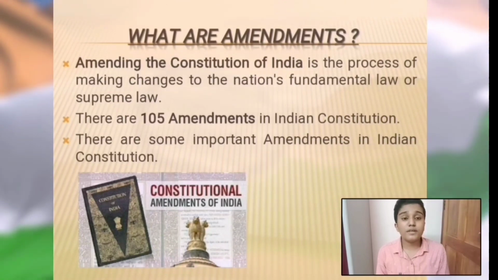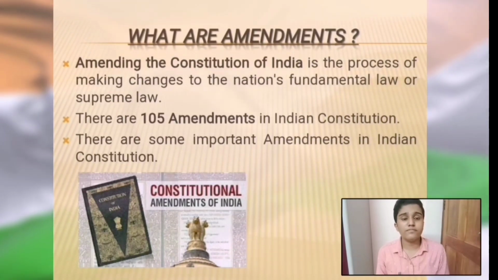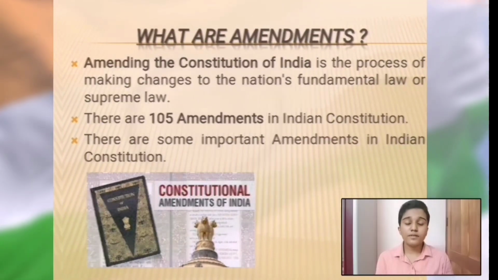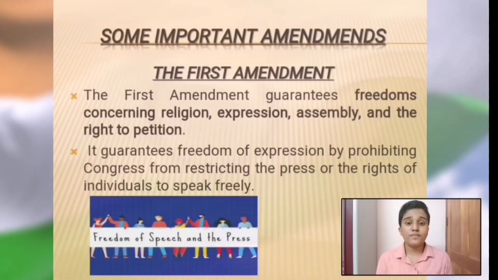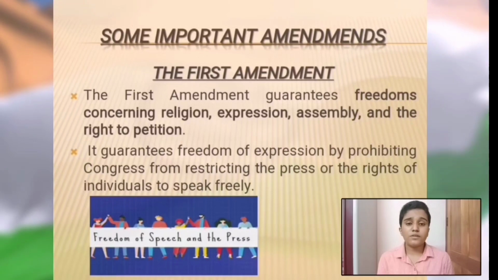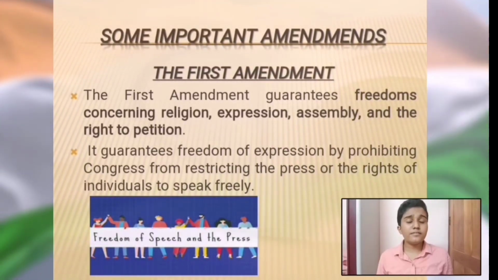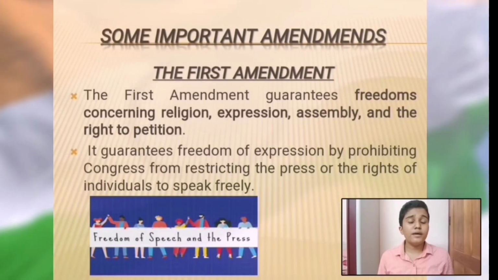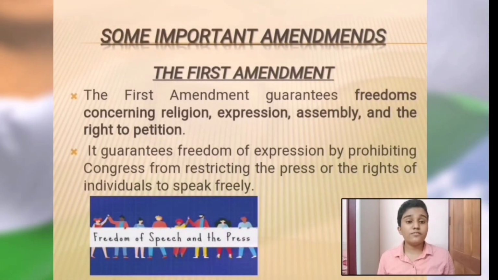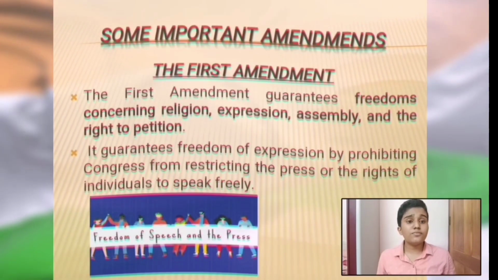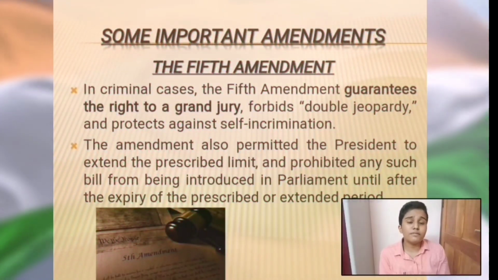There are 105 amendments in our constitution. Some of them are very important. Today we will discuss 4 of them. The first amendment guarantees freedom for religion, expression, assembly and the right to petition. The amendment that guarantees the freedom of expression by prohibiting Congress from restricting the press or the rights of the citizen to speak freely is the 5th Amendment.